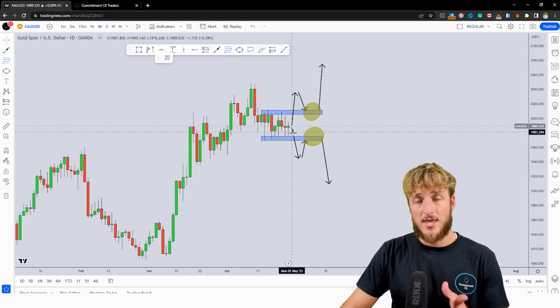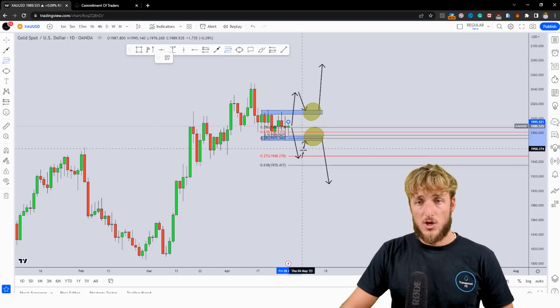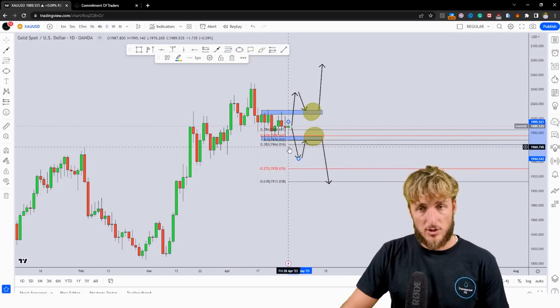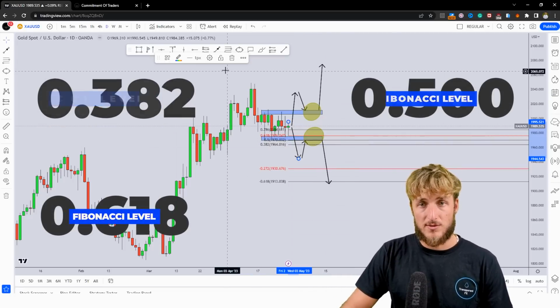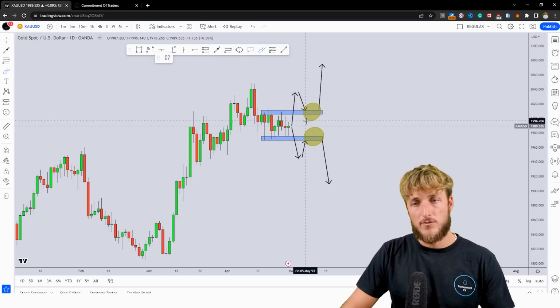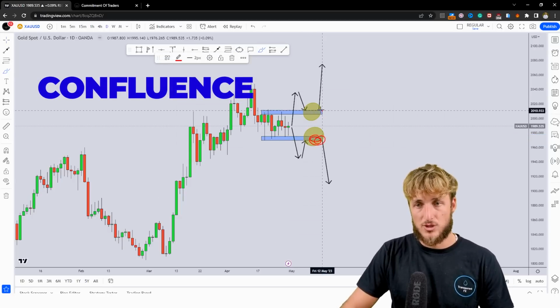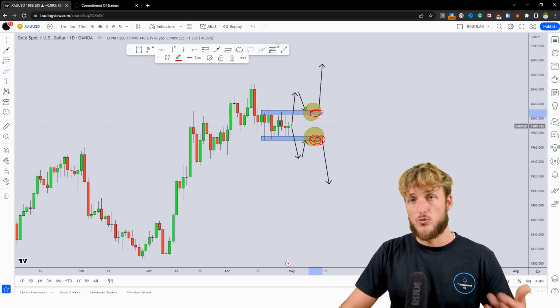In the exact same way, if the market breaks below this support, we would have to take our Fibonacci from the high to the low, and we would have the 0.32, 50%, or 0.618 Fibonacci retracements, creating confluences of resistance and support, respectively, at these two areas.